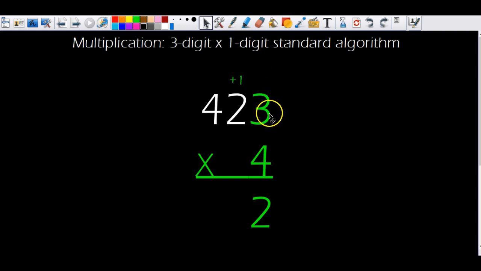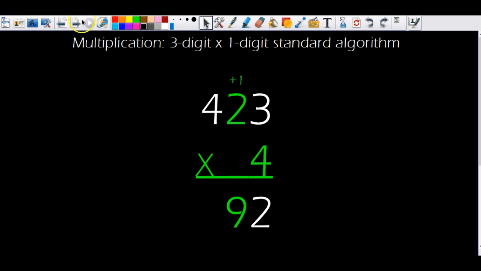So I'm done with this first step. Now it's time for the next step. My next step is going to be 2 times 4 plus 1. What is 2 times 4? Well, 2 times 4 is 8, Mr. Campbell. And if I add 1 more to that, what do I get? 9. Boom, 9. So 2 times 4 plus 1 is 9. Guess what? I'm done with the second step. All right? And at this point, I know that 23 times 4 is 92.